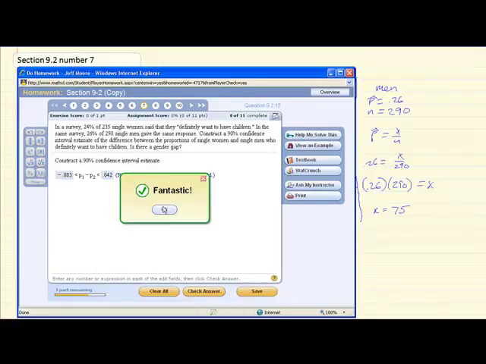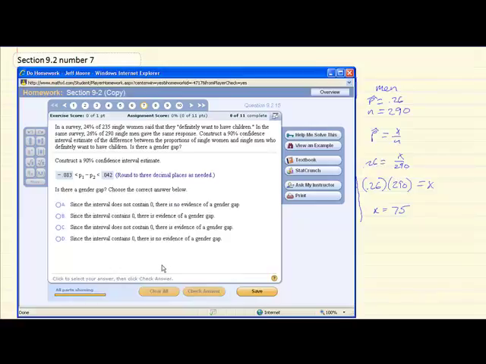Check our answer. Now it asks, is there a gender gap? Well, something that we might notice about this particular interval is that it contains 0. And for that interval to contain 0 means that p1 minus p2 could be equal to 0, meaning that there would be no difference at all. So since that interval contains 0, we can say that there is not a gender gap. So right here, D says, since the interval contains 0, there is no evidence of a gender gap.